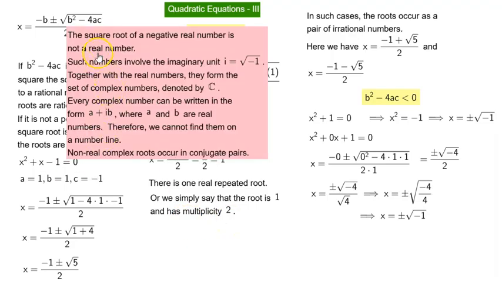Okay, now the square root of a negative real number is not a real number. So coming back to this, x equal to plus or minus square root of minus 1.